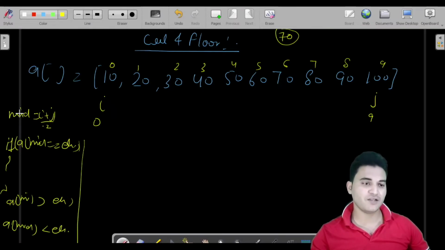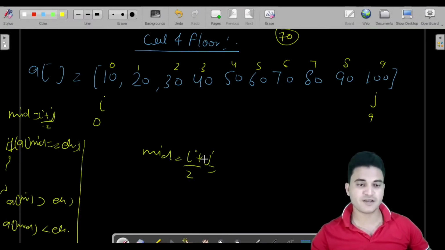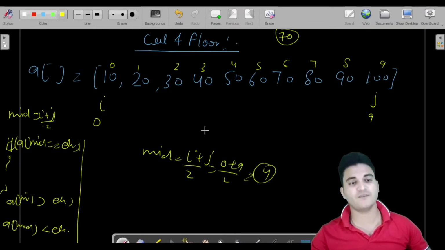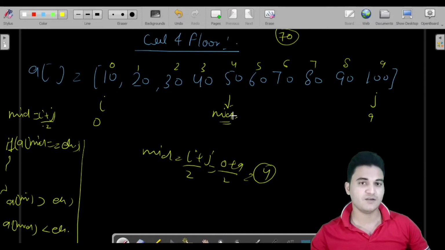So we do the same and calculate the mid: i plus j divided by 2, which is 0 plus 9 by 2, and you are going to get 4. Now your mid is pointing to the fourth element. You would check whether a of mid is equal to the element for which you are searching. If it is equal, that means your ceil is also this and your floor is also this. Fine.